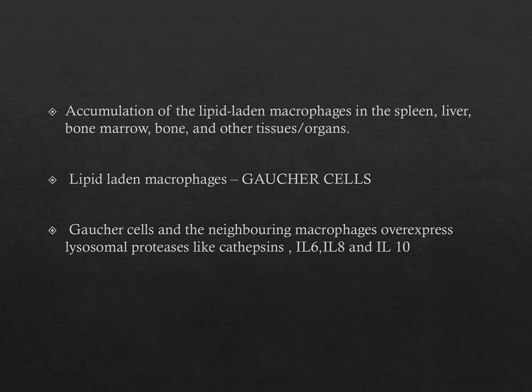The glycosphingolipids, which are supposed to be degraded within the lysosomes of various cells, are now getting accumulated, and the sweeper cells in the body, which are nothing but the macrophages, are trying to clean this up, and in the process there is an accumulation of a lot of lipid within the macrophages themselves. The accumulation of these lipid-laden macrophages in the spleen, the liver, the bone marrow, the bone and other tissues and organs leads to hyperplasia within these organs. The lipid-laden macrophages themselves are called the Gaucher cells, and the disease gets its name from this.